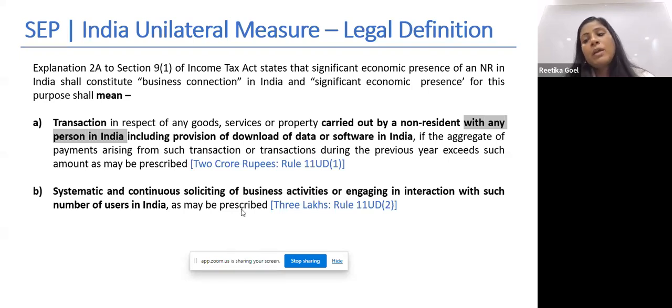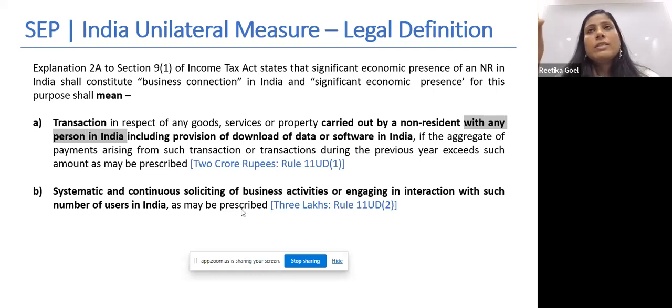And in pillar 1 there are two amounts, amount A and amount B. Amount A is where the entity has its base, so a 10% base return on the total capital which it has invested in its business will be treated as a normal return, and whatever profit it has earned over and above the 10%, 25% of that profit will be attributed to the market jurisdictions in the ratio of the revenue base or the user base.